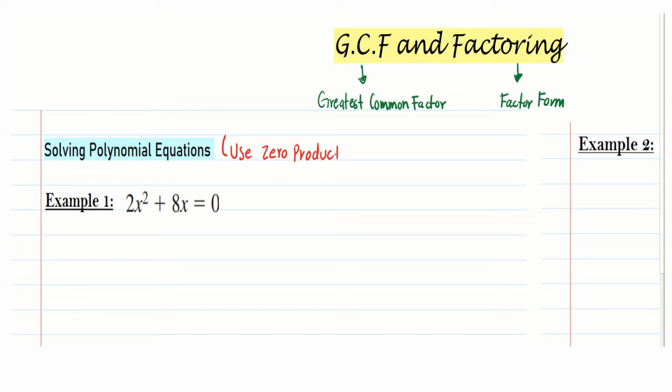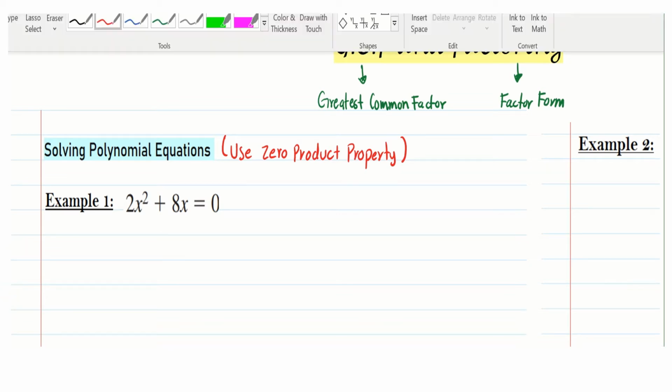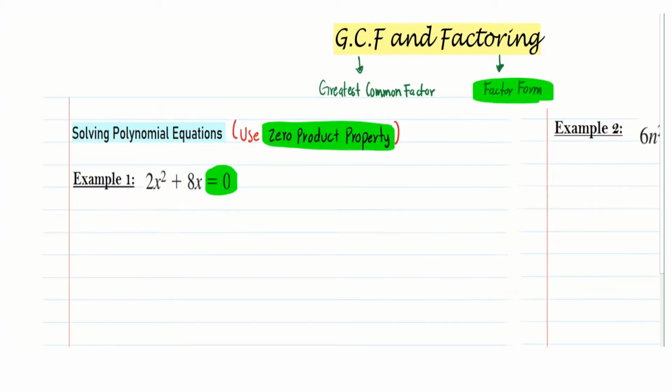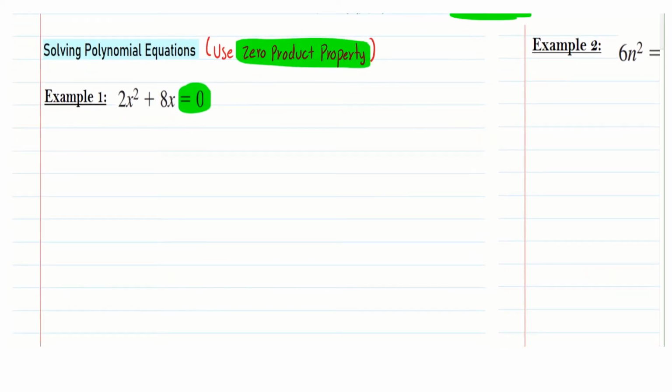So again, when we're solving these equations, we're going to be using the zero product property. So in order for us to use that, we need to have certain things be true. One of them is that one of the sides needs to be zero. That's why it's called the zero product property. And that you have it in factor form.